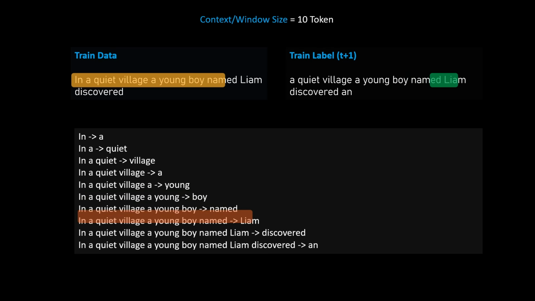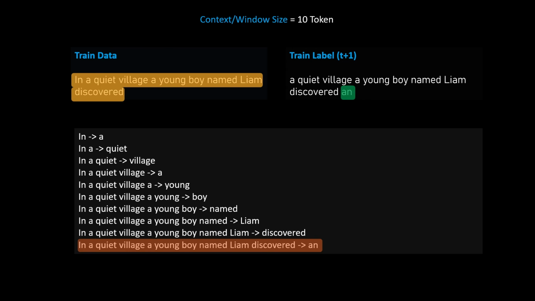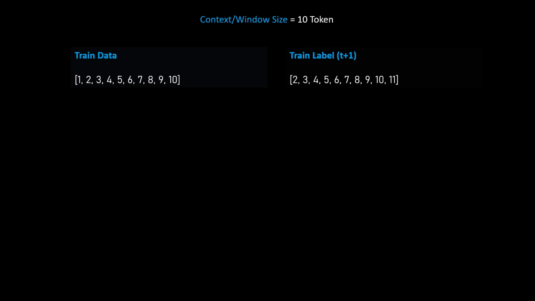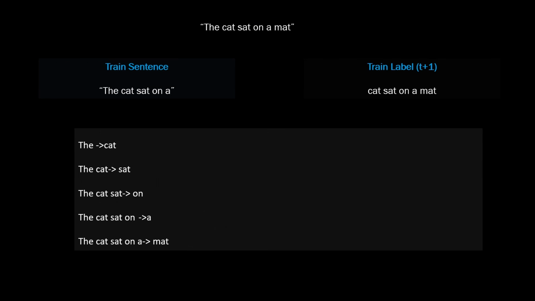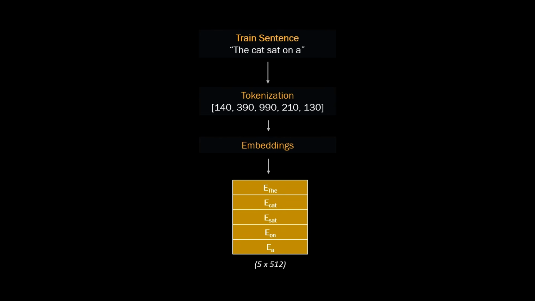We train the model to predict the next token at every position in the sequence. This means that for each token, the model learns to use the previous words to predict what comes next. As a result, the label size is the same as the training token size, but the labels are shifted one step ahead of the input tokens. Now let's take a simple training example with a context size of 5. First, we tokenize the text and obtain its embedding vectors.